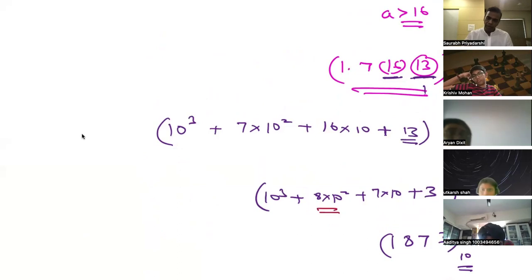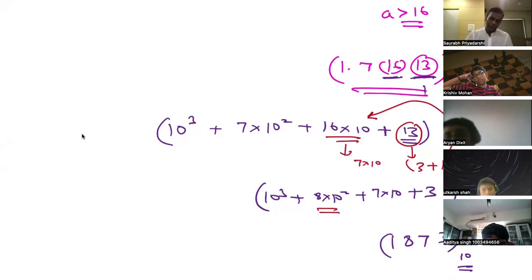This one, we have taken as base 10. If I have taken base 10, then 13 I can write as 3 plus 10. This 10 will be carried forward to this. This will be 17 into 10. 17 into 10, I can write down 7 into 10 plus 100, and 100 will be carried forward to this, then this will be 8 into 100. And this will not affect it.